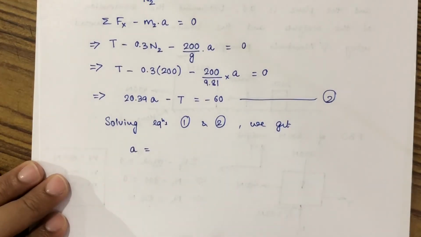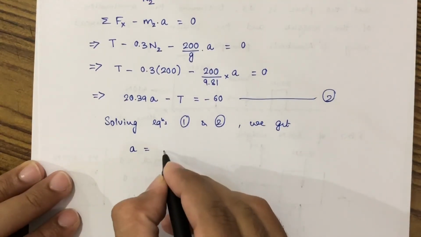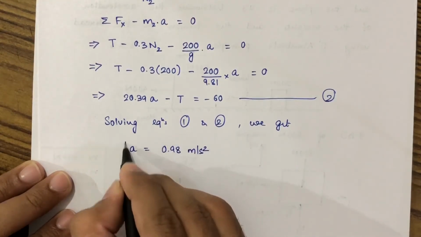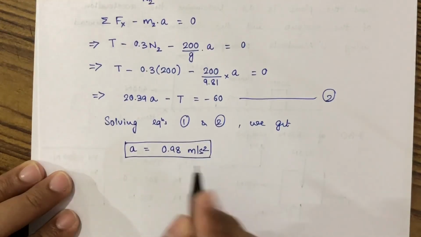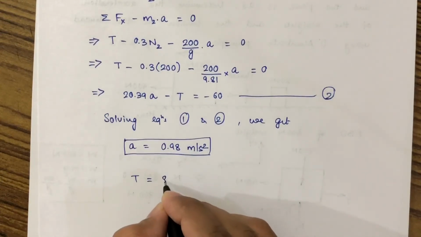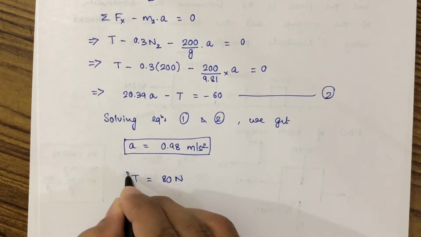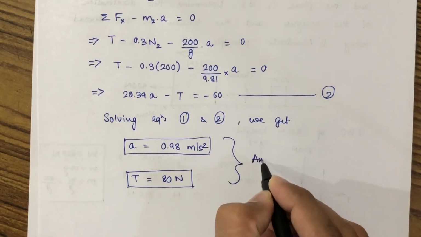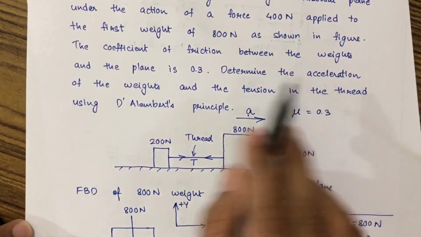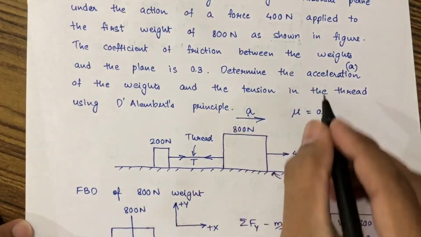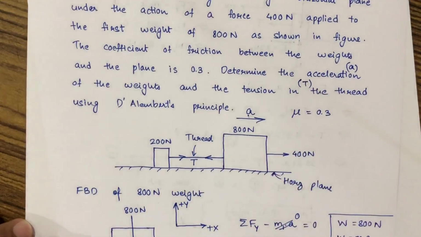So a is the acceleration. This value comes out to 0.98 meter per second square. And T is the tension in the thread. That value comes out to 80 Newton. Clear? So these two are the answers that we were looking for, as we needed to determine the acceleration of the weights, that is a, and the tension in the thread, that is T. Both we have determined.